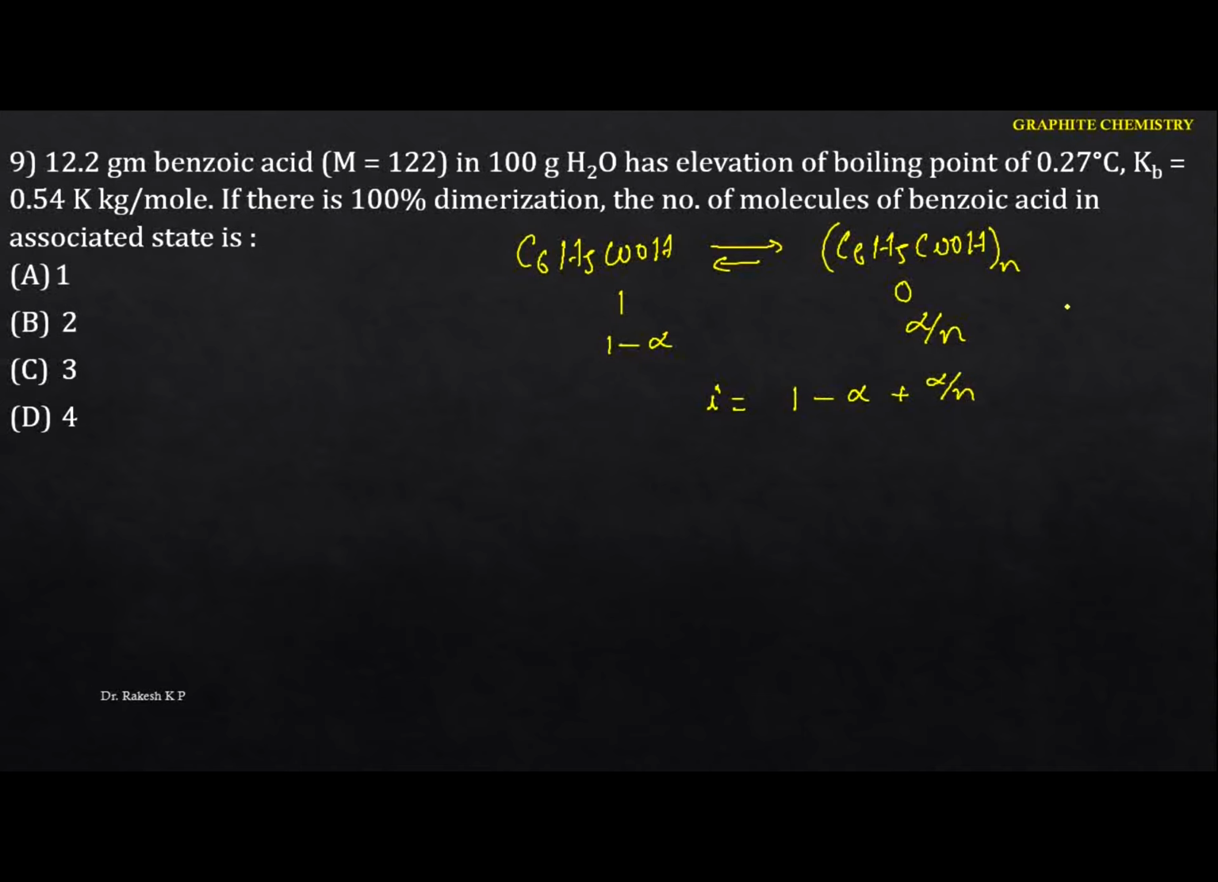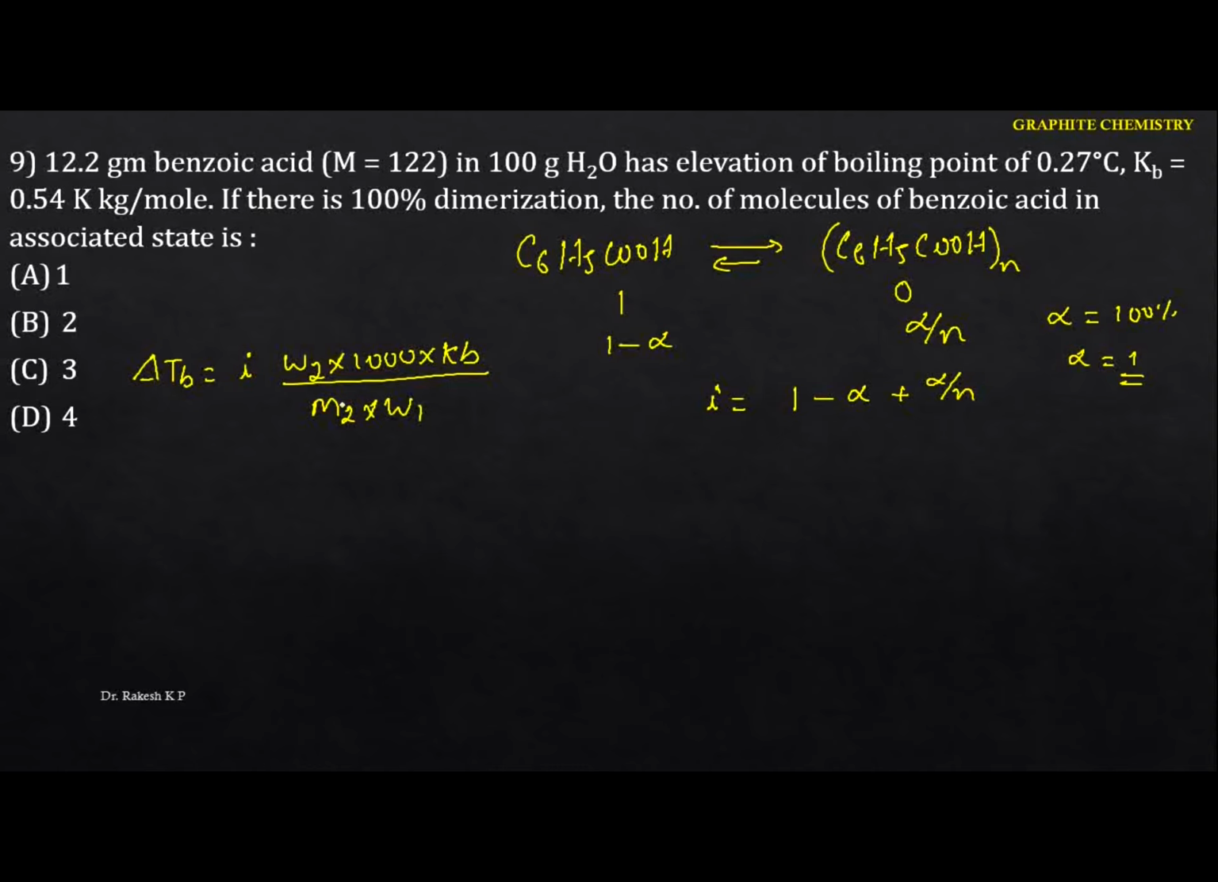But they have given one more condition, alpha equal to 100% association, hence the alpha value becomes 1. I'm going to keep this value. What you have to calculate here is N. In order to calculate N, what you require is alpha, which we got, and the next thing is the I value. To calculate the I value, we write the equation delta TB equals I into W2 into 1000 into KB, divided by M2 into W1.